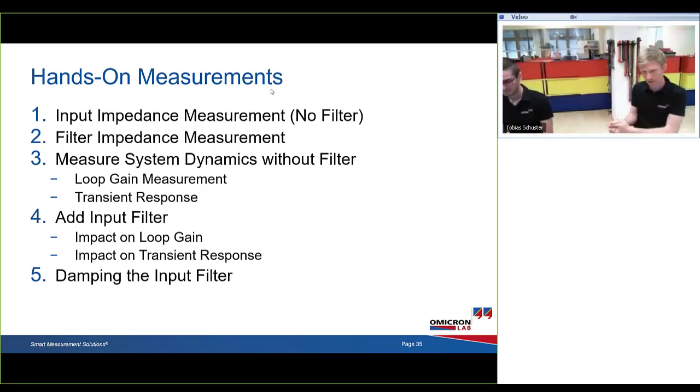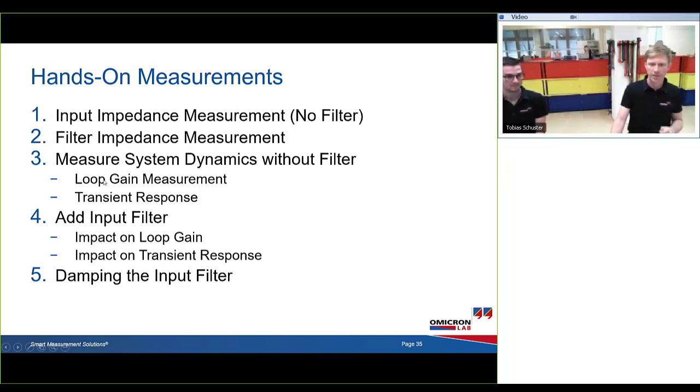First of all, we're going to measure the input impedance of that converter without the filter connected. The capacitor will stay there, but we don't have the inductor connected. Then we will measure the impedance of the filter that we have designed. So that's the 8.2 microhenry inductor and 10 microfarad capacitor. And we will then also add a damping network to the filter to see how that influences the filter impedance.